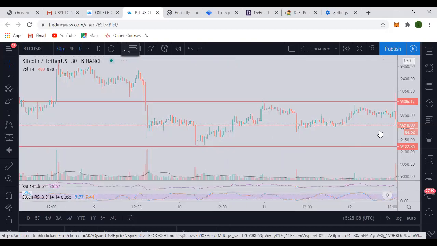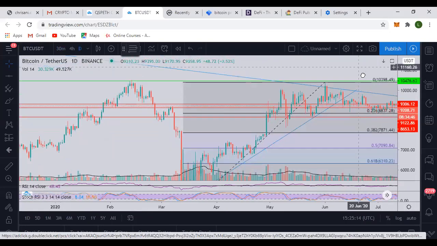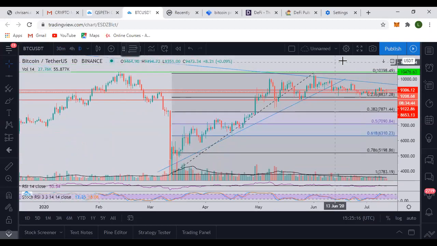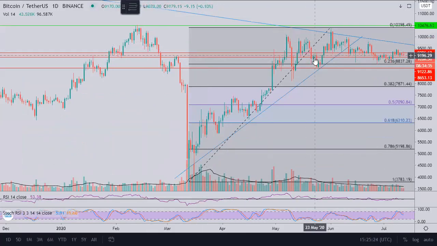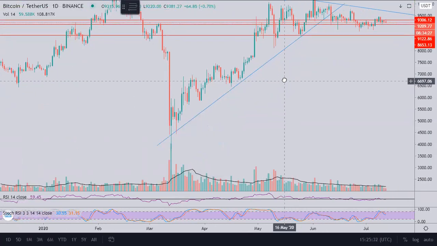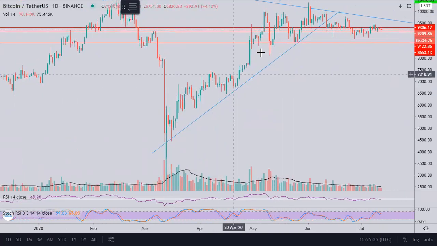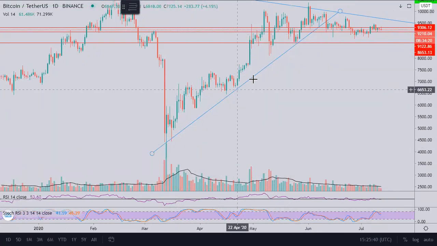Let me change this to daily chart so we could understand, and delete all these things. Let me remove this Fibonacci. All right. So now we can see what I mean by this right here. This right here now is like a trend line support. This line I'm pointing at now is a support, but in the form of a trend line.